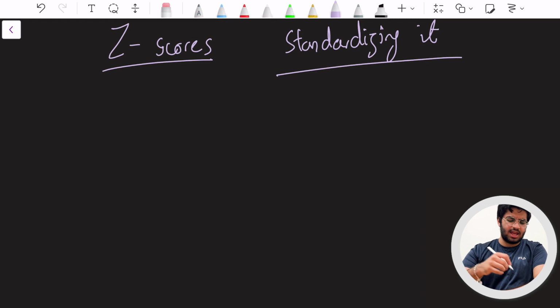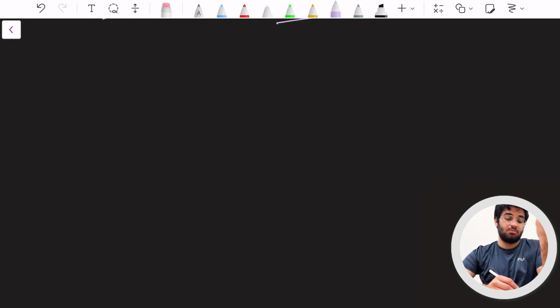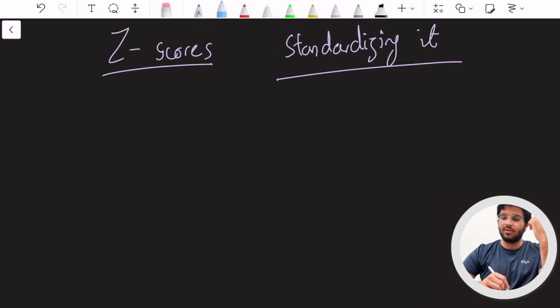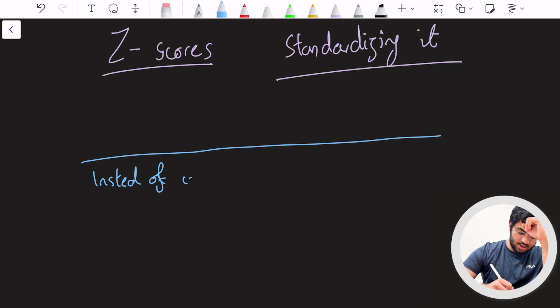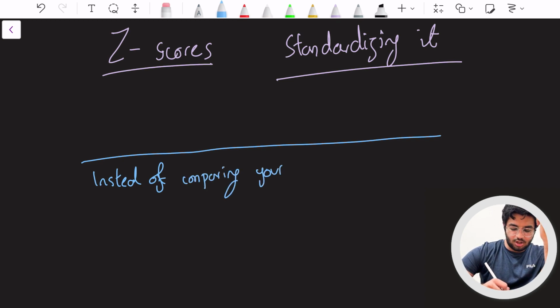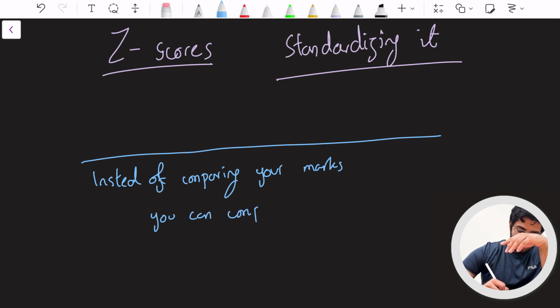To understand the idea behind it, to really tell how you performed in a test, you can do this: instead of comparing your marks, because you don't know how his test was, you can compare how far ahead of the mean you were.